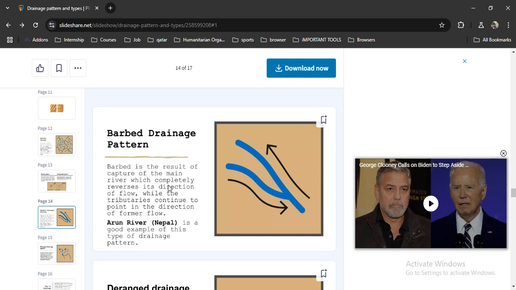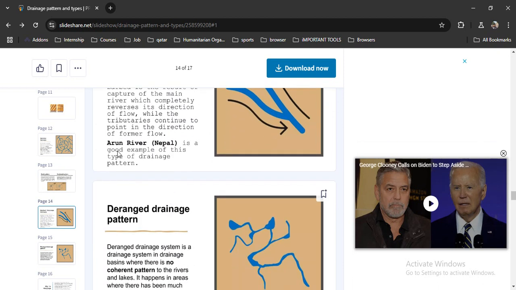Barbed drainage pattern. Why is it barbed? Barbed is the result of capture of the main river, which completely reverses its direction of flow while the tributaries continue to point in the direction of the former flow. Arun River, Nepal is a good example of this type of drainage pattern.